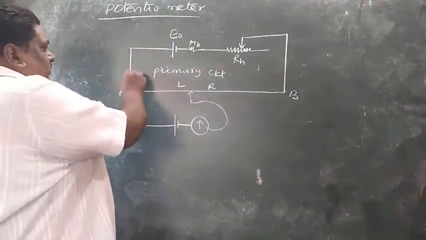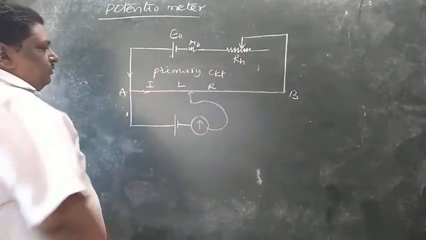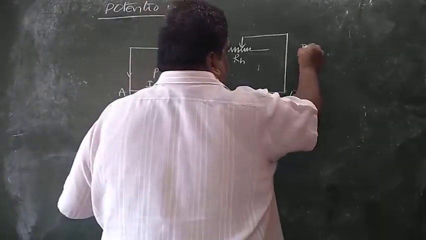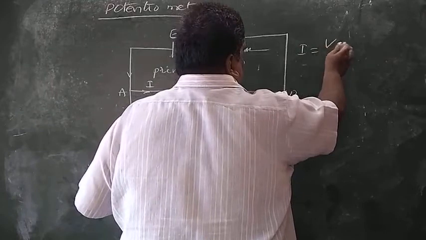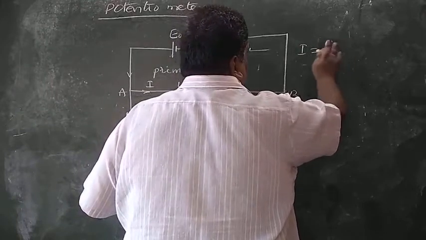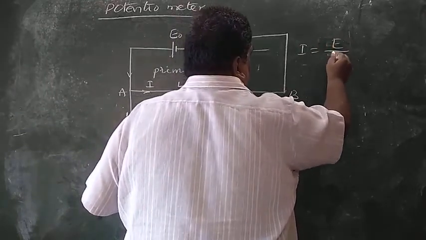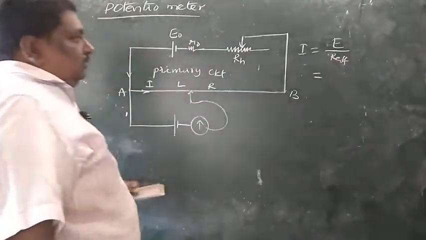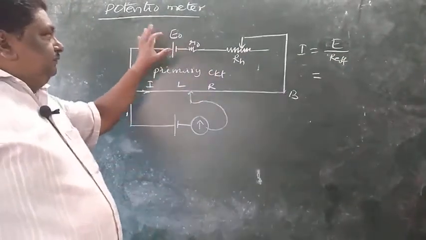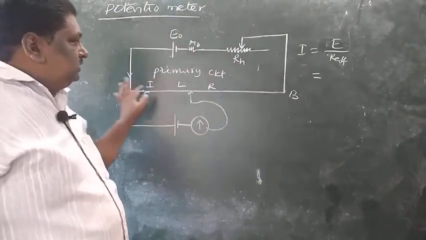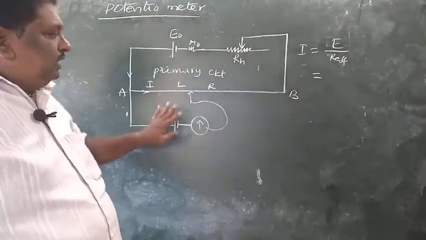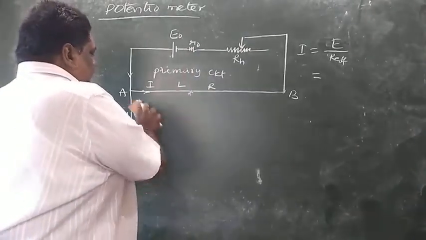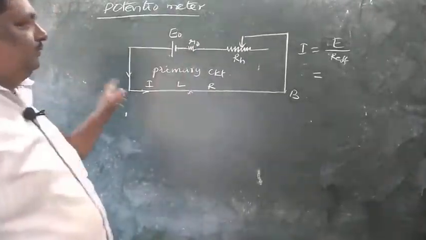What is the current passing through the primary circuit? Current I is equal to total voltage divided by total effective resistance. What is the total voltage? E naught is the total voltage in the primary circuit. We are not dealing with the secondary circuit now. Ignore it temporarily. Only the primary circuit.